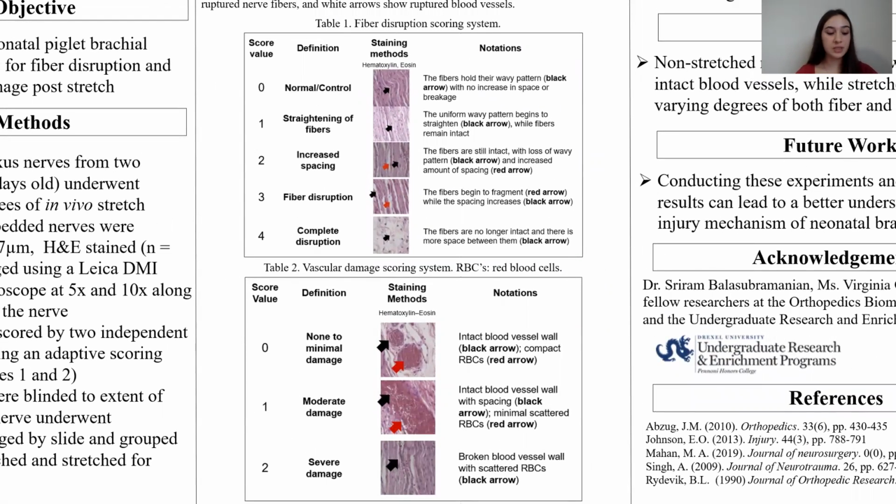Tables 1 and 2 display the scoring systems used to analyze the images. Table 1 shows the fiber disruption scoring system on a scale from 0 to 4, 0 being the normal or control, and 4 being complete disruption. Table 2 shows the vascular damage scoring system on a scale from 0 to 2, 0 being none to minimal damage, and 2 being severe damage.